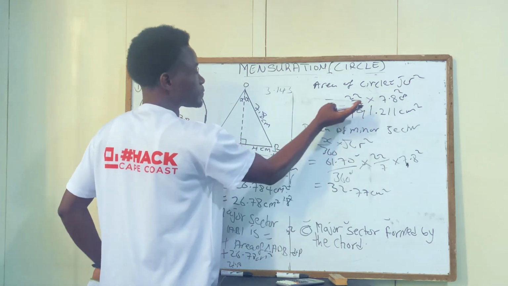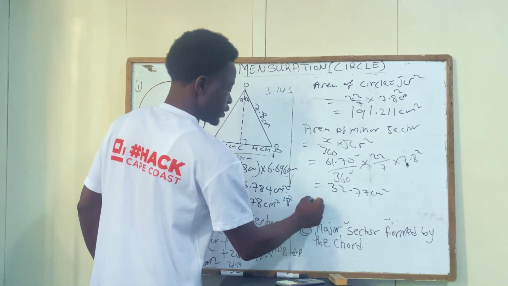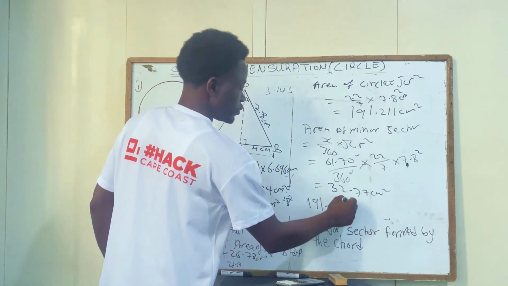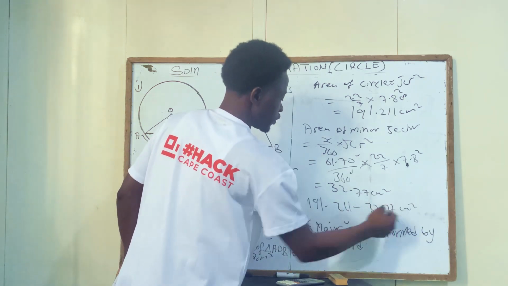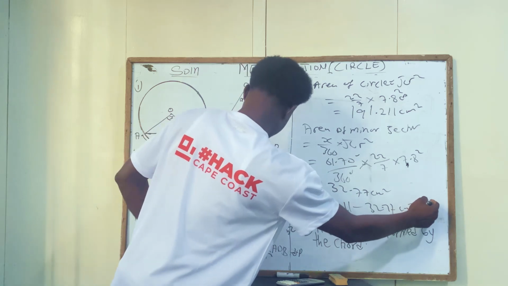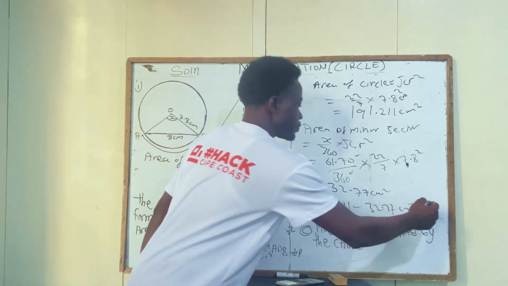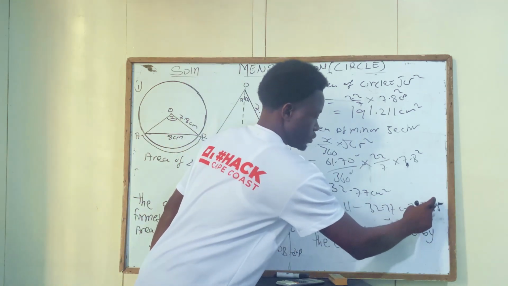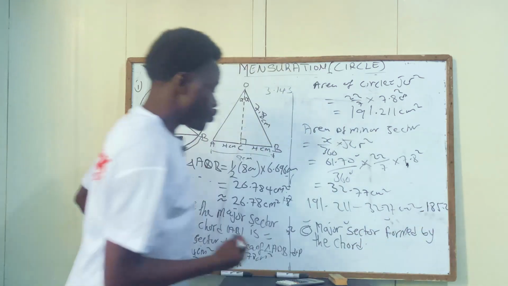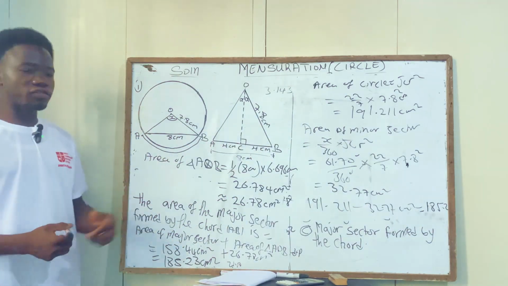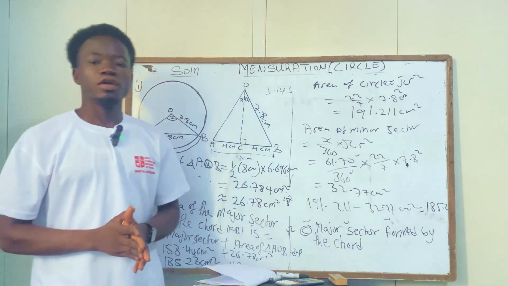Now when you take it from this particular one, that is, you now take 191 minus that 32.77 centimeters squared, you are going to get 185.23. So these two methods you can use to solve the same thing to verify if you are right or you are wrong. So thank you.